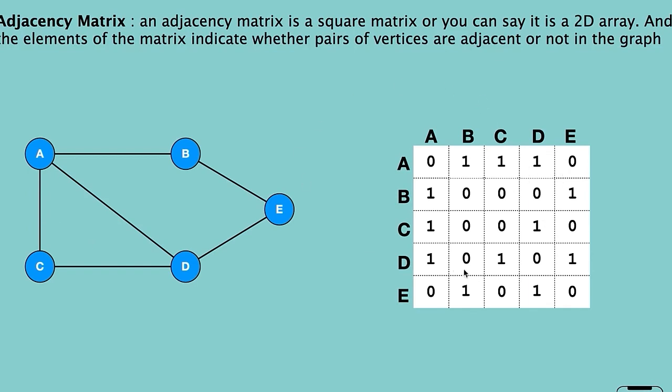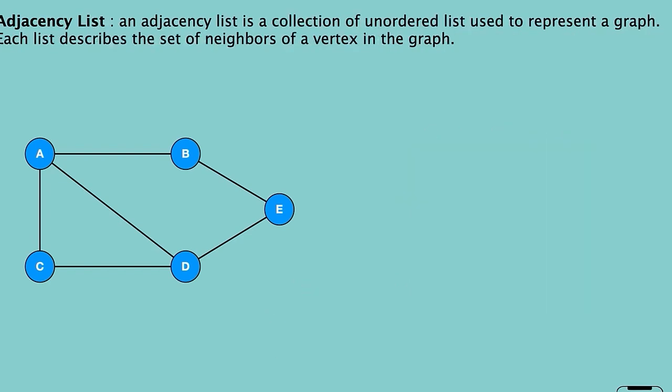Here the cells represent the edges. We have initialized this matrix as 5 by 5 because we have only 5 vertices in our graph. Now with this we have finished the representation of a graph using an adjacency matrix. So this is how it should be. Now the next method for representing a graph is the adjacency list.